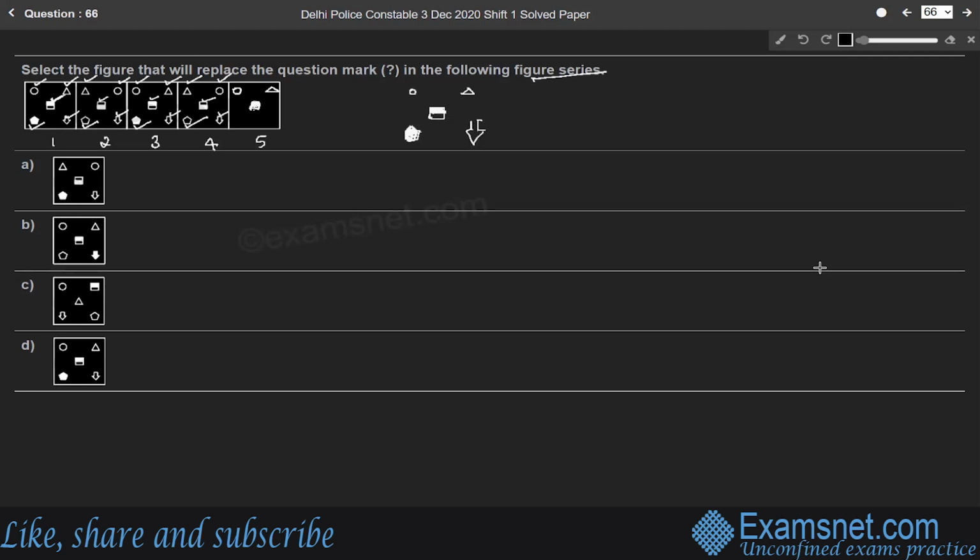Right. Look at the options where circle is at the top left and a triangle at the top right and a square portion where upper portion is shaded and a pentagon which is shaded, right? Pentagon which is shaded and arrow mark as it is. Look at option D, circle, a triangle and half shaded square and shaded pentagon and arrow mark. Therefore, option D is the right answer.